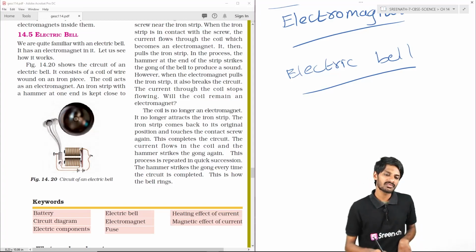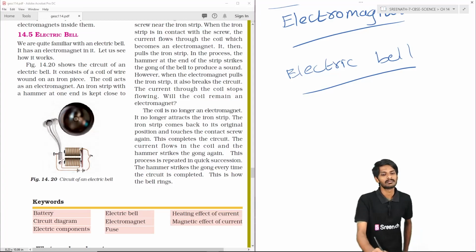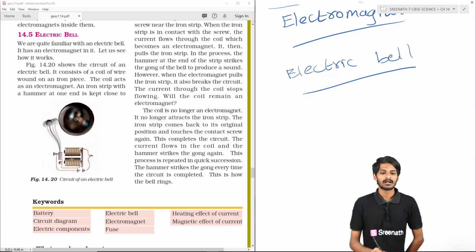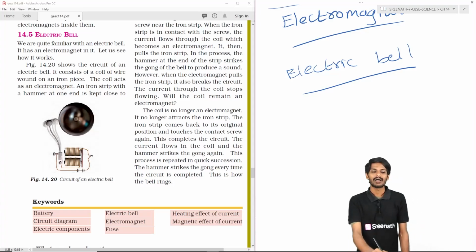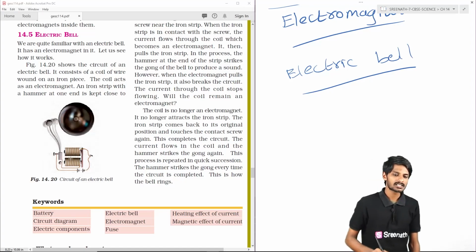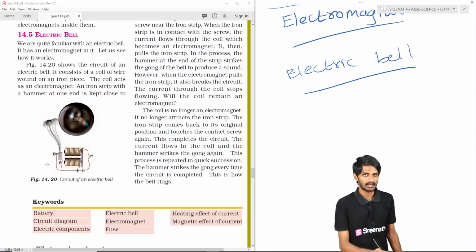This iron strip is connected to a hammer, students. Whenever the screw touches this iron, the circuit is closed and current flows through these coils, and they act as magnets and attract the iron strip so that it comes near the coil. Whenever it comes near, it leaves the screw, so the circuit is broken. At that time the coils will not attract the iron strip, so they release it, and it goes back to the same old position.